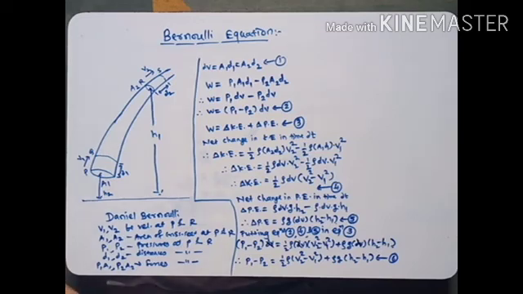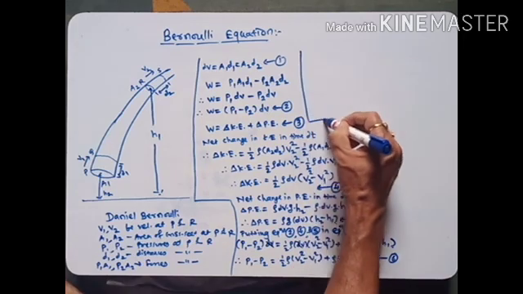It states that work done per unit volume of a fluid by the surrounding fluid is equal to the sum of changes in kinetic and potential energy per unit volume. P1 minus P2 is the work done per unit volume, since we divide by volume throughout. This is the Bernoulli equation.